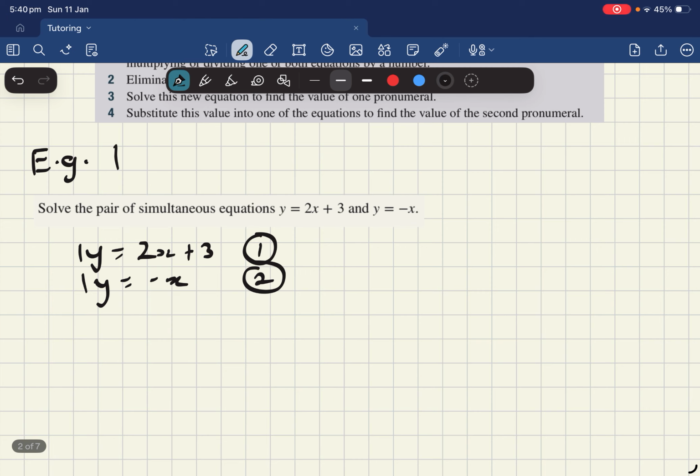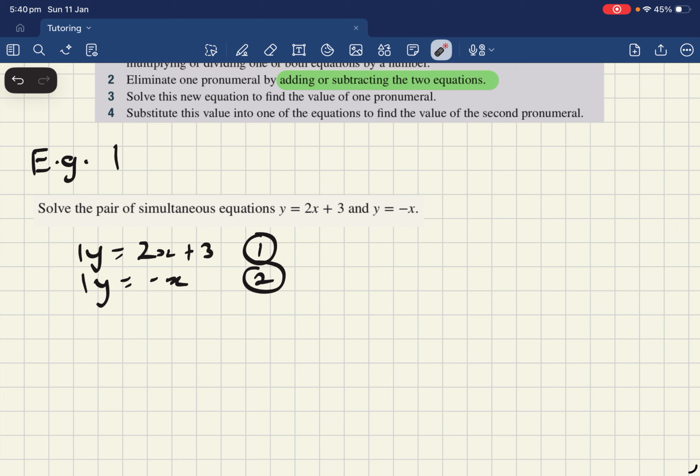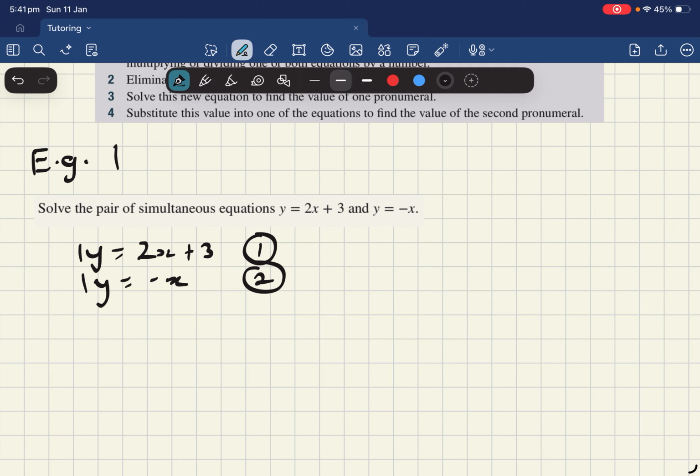What we're going to do next is subtract one equation from the other. Now, the order doesn't matter so long as you're consistent with each of the like terms and the order in which you subtract them. What I'm going to do here is take equation 1 and subtract equation 2 from it. What this means is that each of these will be subtracting. So I'm going to subtract y from y. I'm going to subtract negative x from 2x. And there's no other number down the bottom, so I'm essentially subtracting 0 from 3, which won't change the 3.